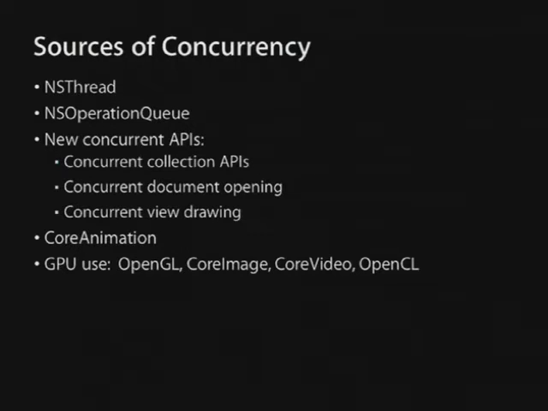And there are other sources of concurrency. For example, if you use Core Animation, that's an implicit source of concurrency. The animation is done concurrently with respect to whatever else you're doing. And you can also use the GPU concurrently with the CPU with OpenGL, Core Image, Core Video, and now in Snow Leopard with OpenCL.